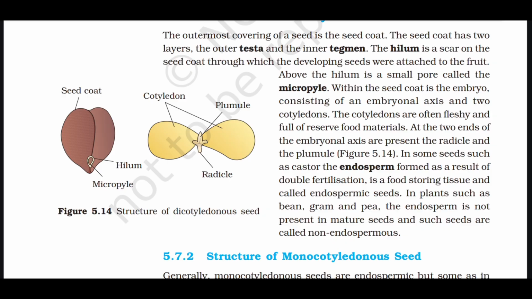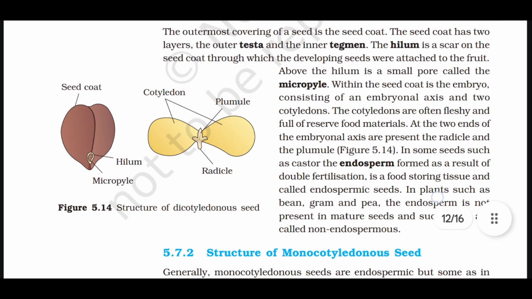In some seeds, such as castor, the endosperm formed as a result of double fertilization is a food storing tissue, and such seeds are called endospermic seeds. In plants such as bean, gram, and pea, the endosperm is not present in the mature seeds, and such seeds are called non-endospermous.